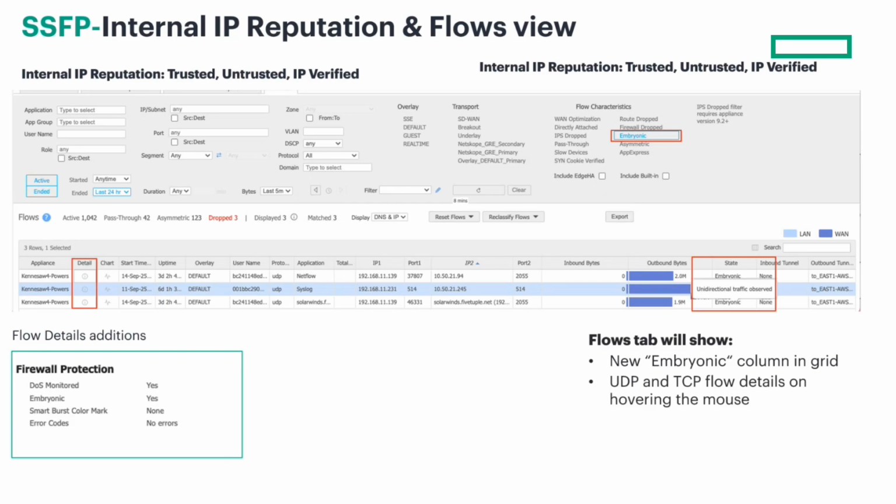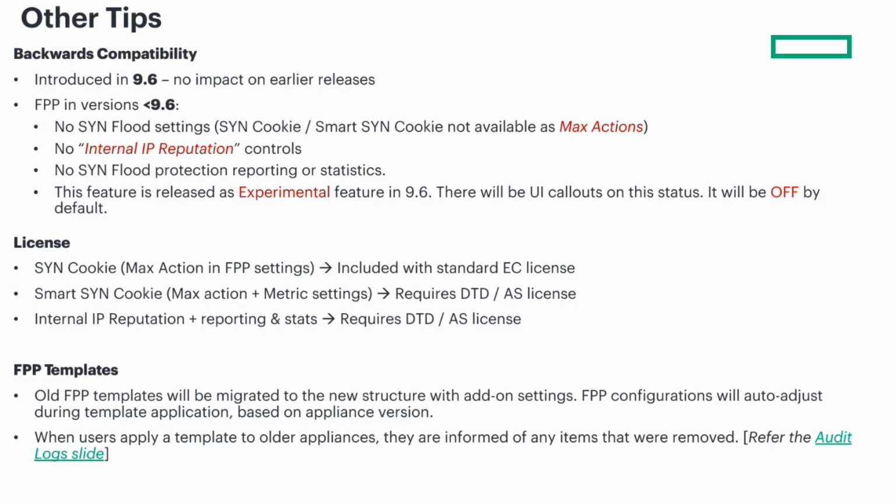If you click on the details, you will also see the state as embryonic. So this is an experimental feature. In case of licensing, there are subtle differences: the SYN cookie will be part of the standard licensing, and Smart SYN cookie will require the DTD or traditional AS. The old FPP templates will be migrated to the new structure with add-on settings. The FPP configurations will auto-adjust during the template application based on the appliance version. So if you push a template from 9.6 to older ECOS devices that don't support this, then those configs will simply not be applied.